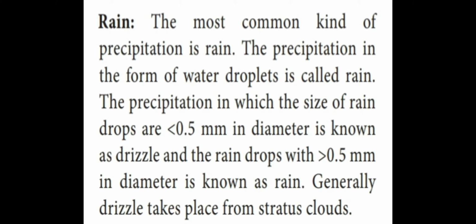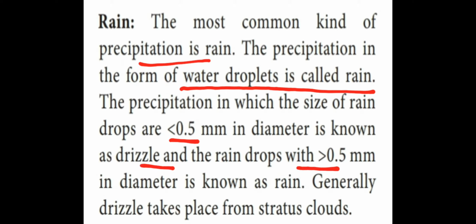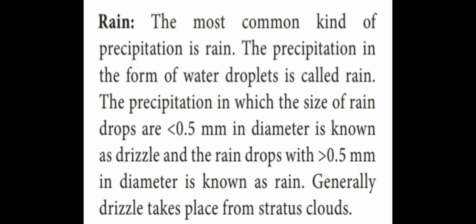First one is rain. The most common kind of precipitation is rain. The precipitation in the form of water droplets is called rain. The precipitation in which the size of raindrops is less than 0.5 millimeter in diameter is known as drizzle, and the raindrops greater than 0.5 millimeter in diameter are known as rain. Generally, drizzle takes place from stratus clouds. It's a kind of cloud.